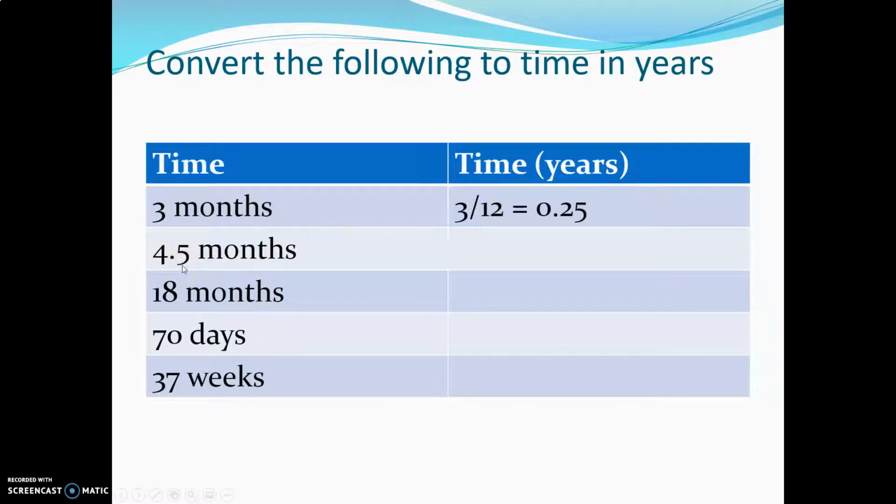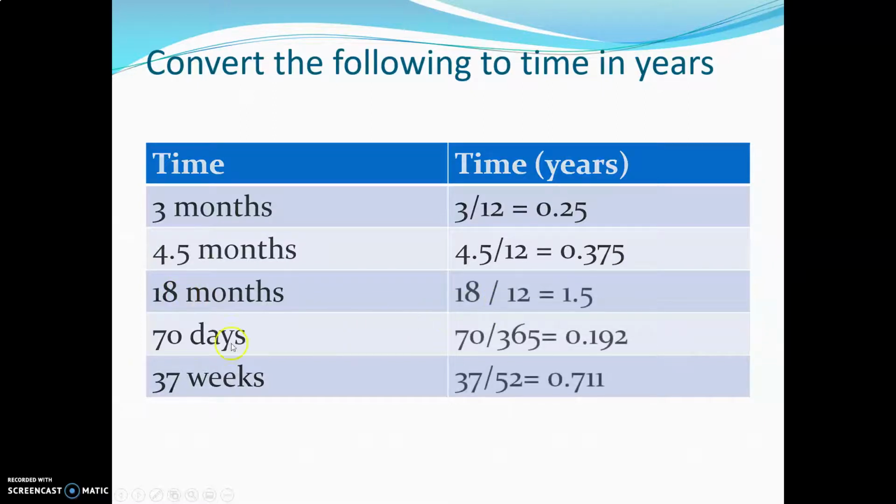4.5 months, again, 12 months in a year. 4.5 divided by 12 becomes 0.375. 18 months divided by 12 is 1.5. And when we get down to here, we've got 365 days. We must always take the units into consideration. 70 days divided by 365 is 0.192. And 37 weeks: there are 52 weeks in a year, not 50 as some people believe, and that is 0.711.